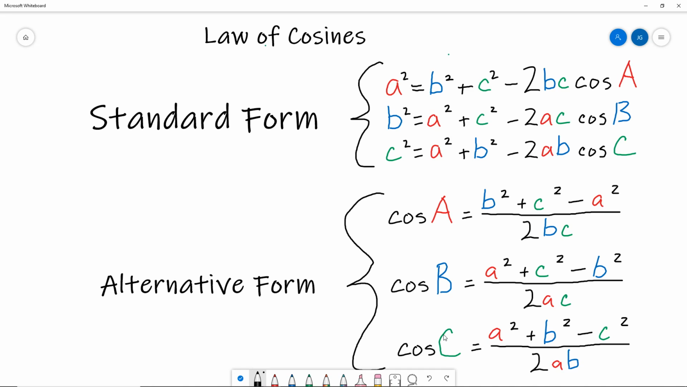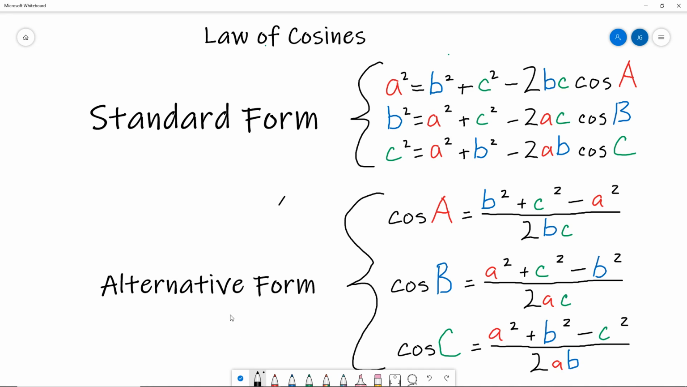So if you're looking to memorize any formulas here, what you want to do is memorize these top formulas and then realize that you can swap out BC for A just by using this one standard form. Okay, learn the top alternative form and just understand that for any one of your three angles, it's going to be the sum of the squares of the other two sides minus the square of the opposite side over this 2bc term. Okay, and it's the same for all three of them.